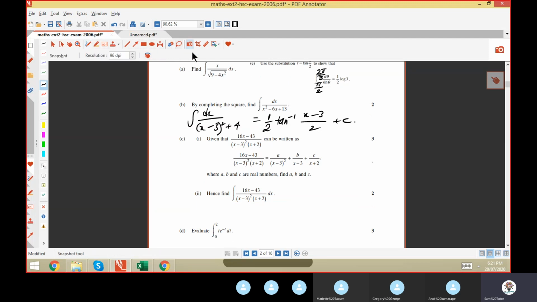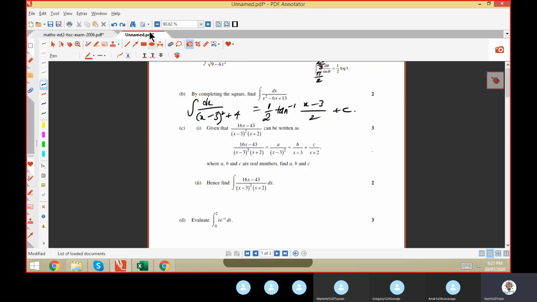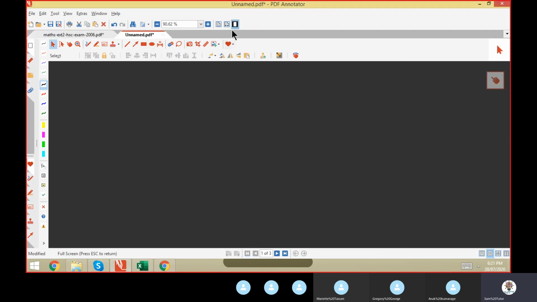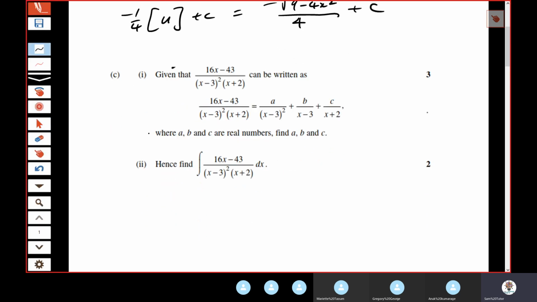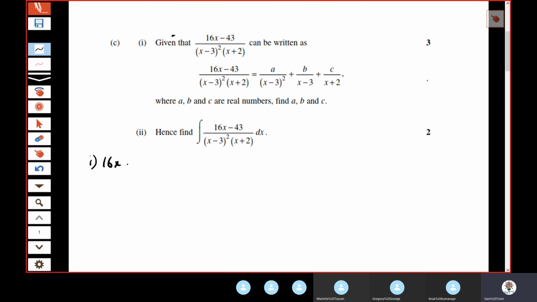This next one, partial fractions, worth 5 marks. Let's get this one out. So these ones, again, I think we know by now what we've got to do. You're equating a numerator. So 16x take away 43 equals A, and then what's missing in your denominator compared to your common denominator, you're missing an x plus 2, plus B, you're missing an x minus 3 and an x plus 2, and then C, you're missing an x minus 3 squared.